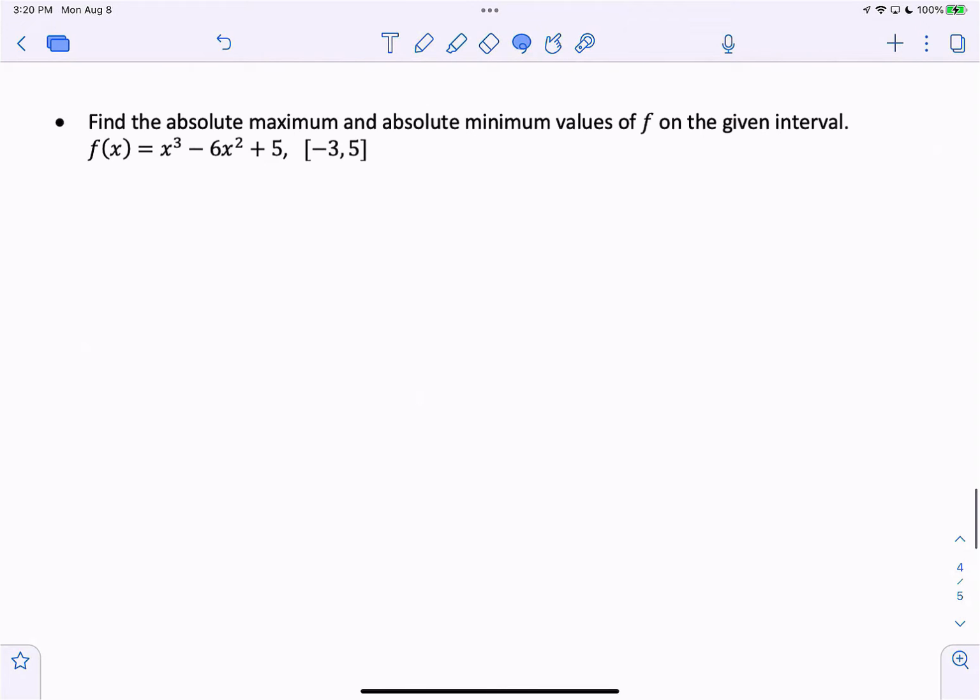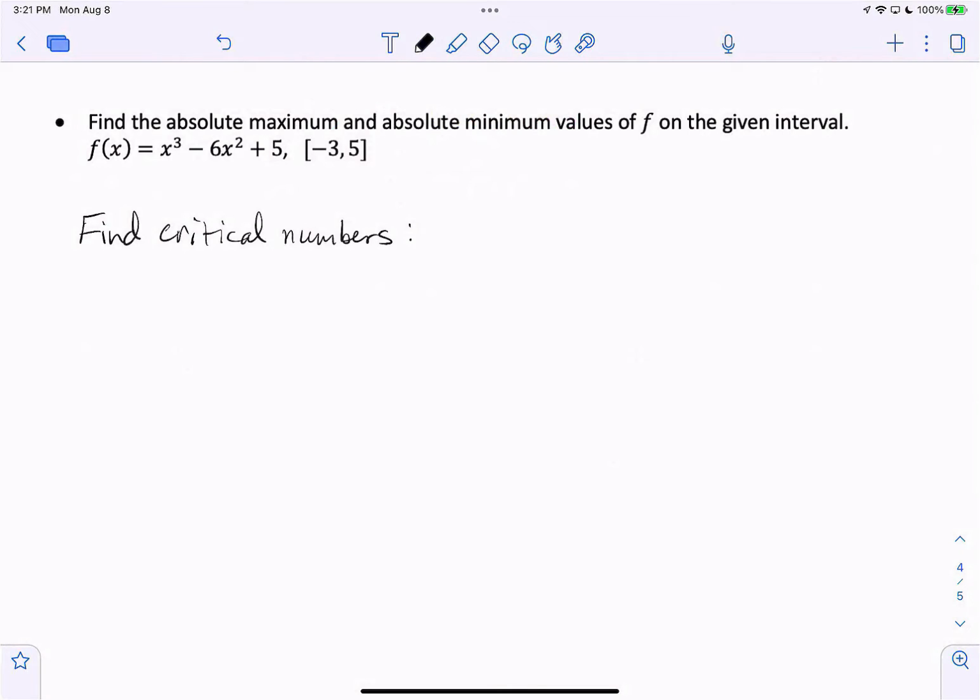We're going to find the absolute maximum and absolute minimum values of a function f on an interval. The function is f of x equals x cubed minus 6x squared plus 5, and the interval is a closed interval from -3 to 5. Our first step is going to be to find critical numbers.